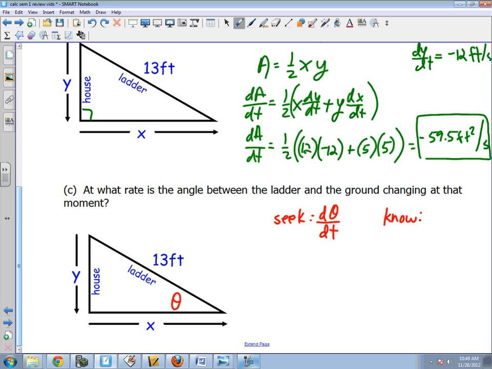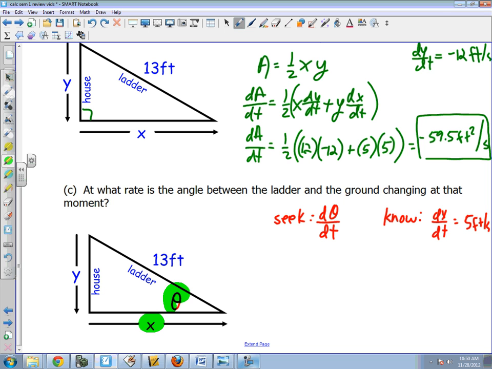And I know actually the rate at which x is changing, dx dt. I knew that from the first problem. He actually gave that to me in the first sentence. So I know dx dt is 5 feet per second. So still the same question, still the same situation. I just now have to come up with an equation that relates theta to x.